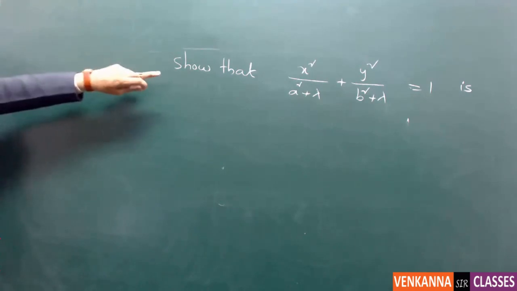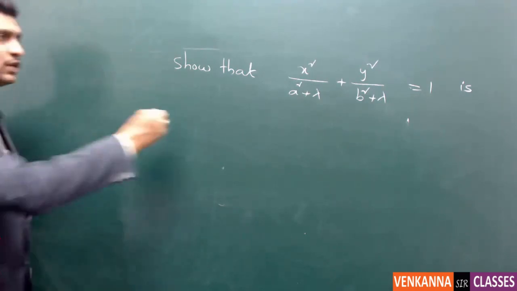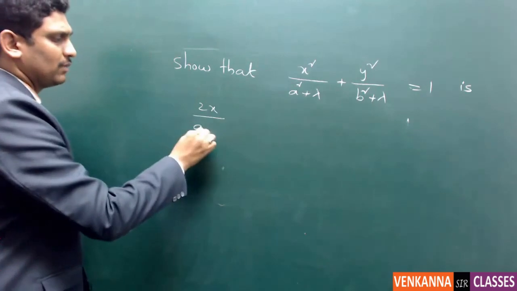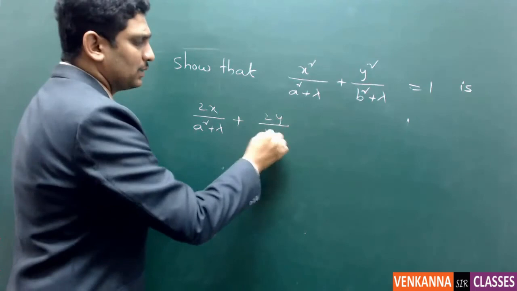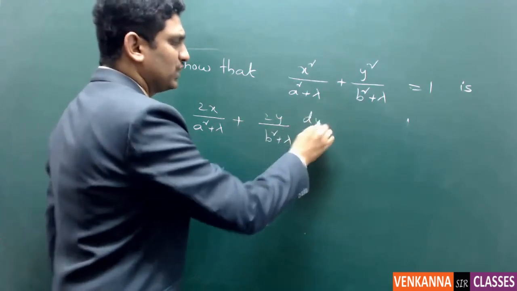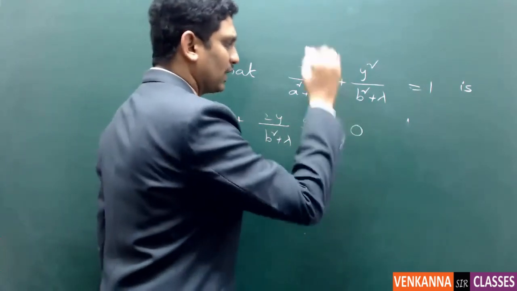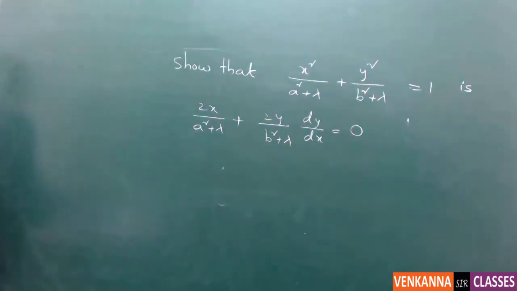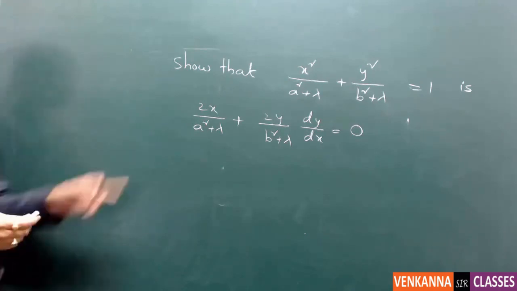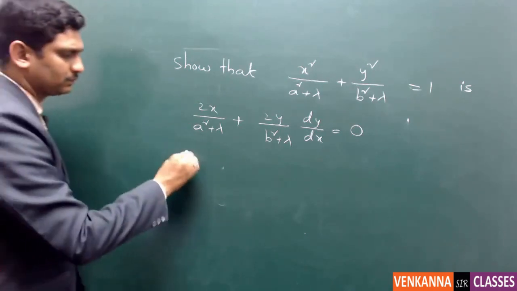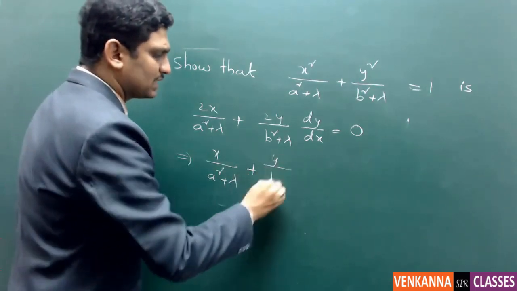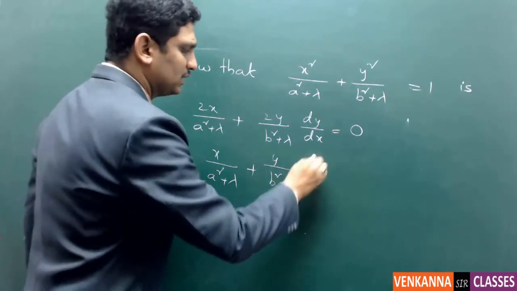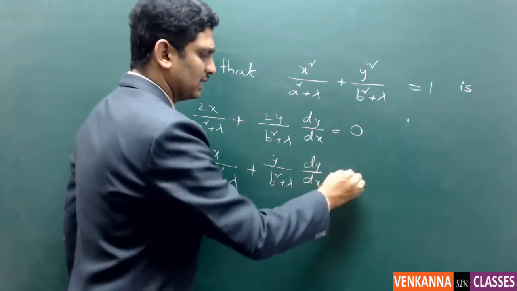So I am going to differentiate this equation. 2x by a square plus lambda plus 2y by b square plus lambda into dy by dx equal to 0, on differentiating with respect to x on both sides. Now you can cancel 2. So x by a square plus lambda plus y by b square plus lambda into dy by dx equal to 0.